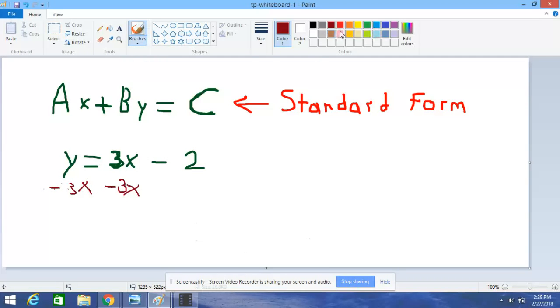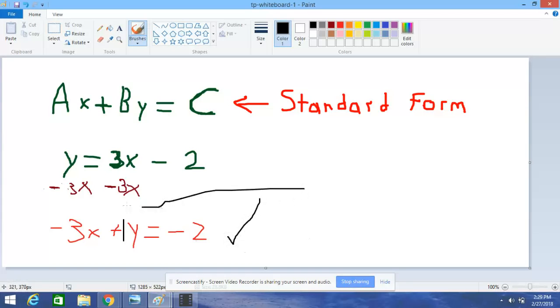So yeah, minus 3x on each side, because you want to isolate the variable. So that would basically be negative 3x plus y equals negative 2. And this is correct because if you check, negative 3x corresponds with ax, y corresponds with by, but there's obviously an imaginary 1 in front, but you can just ignore that. And negative 2 corresponds with c. So there you go. That's exactly how you write an equation in standard form.